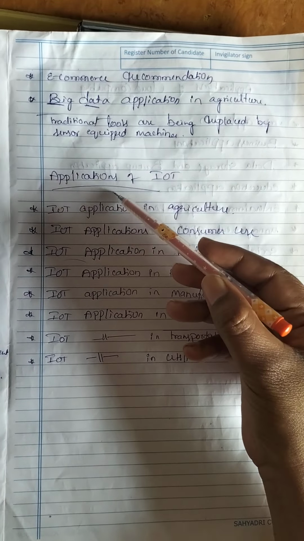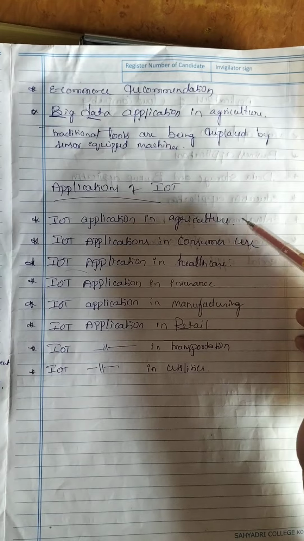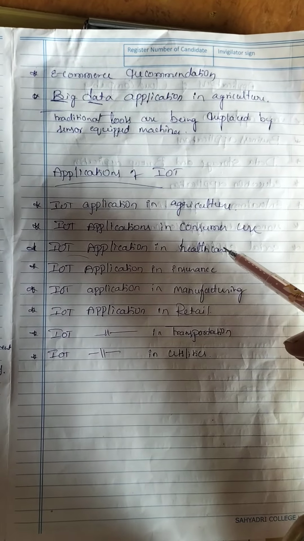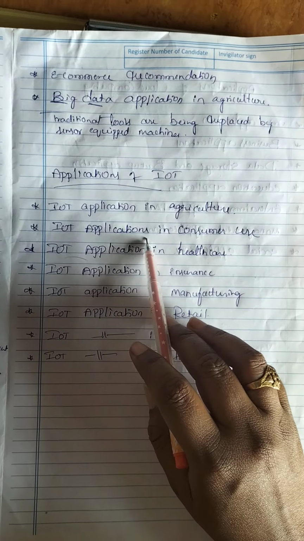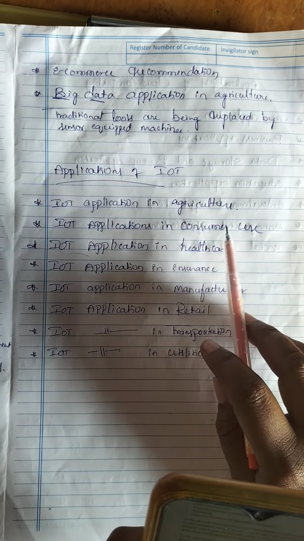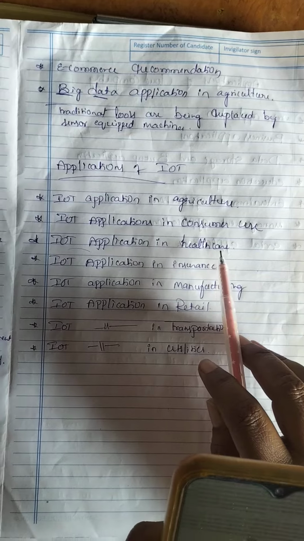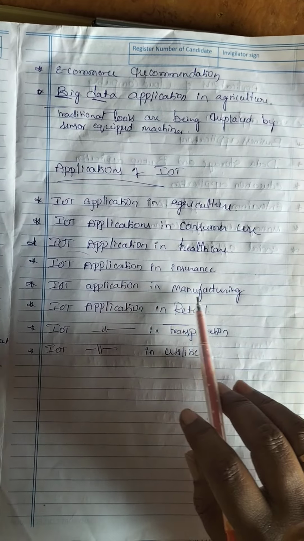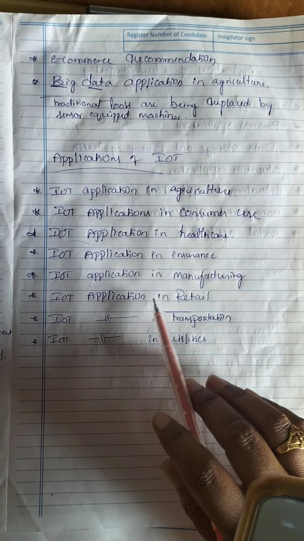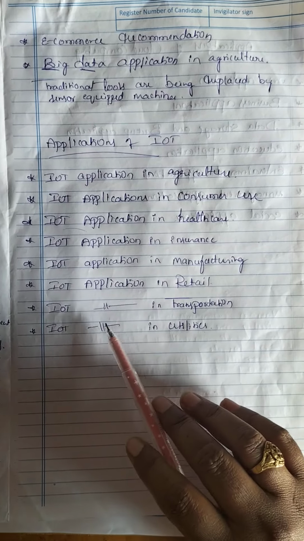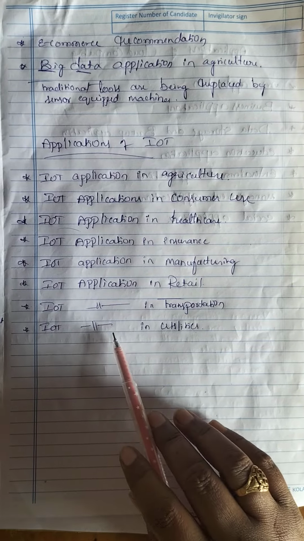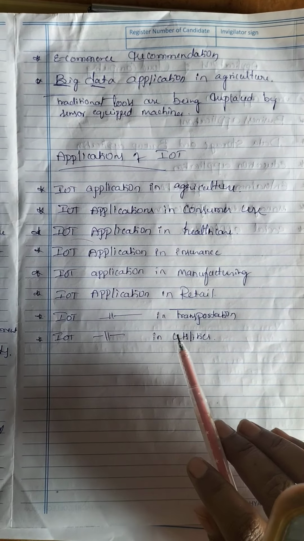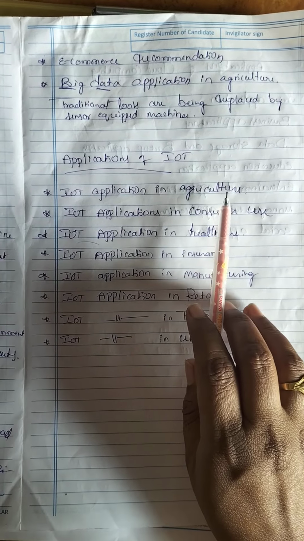See, in IoT also we have several applications, that is agriculture, consumer use, healthcare, insurance, manufacturing, retail, transportation, and utilities. So first we will see how it helps in agriculture.